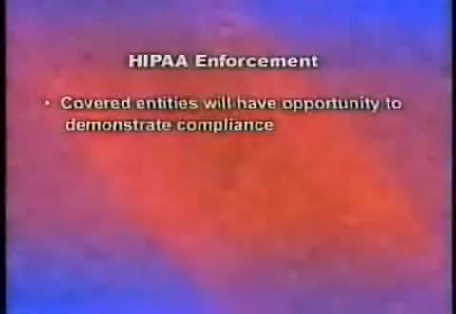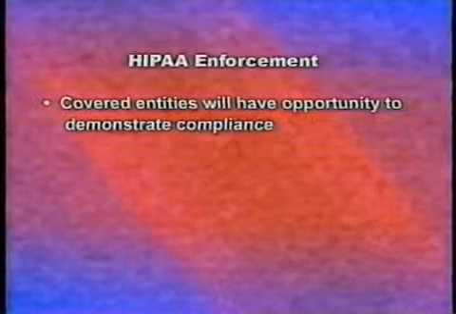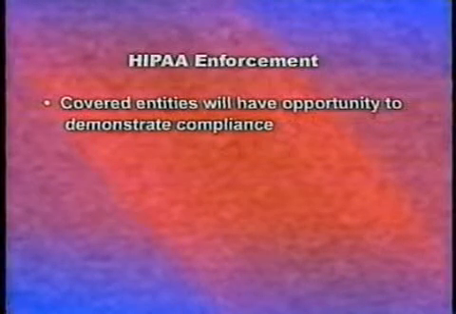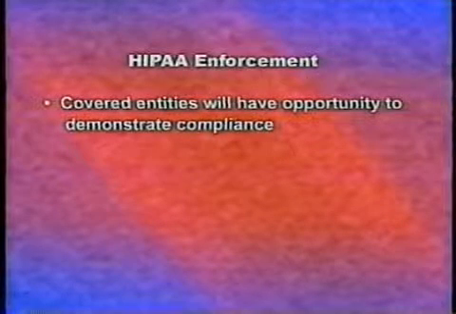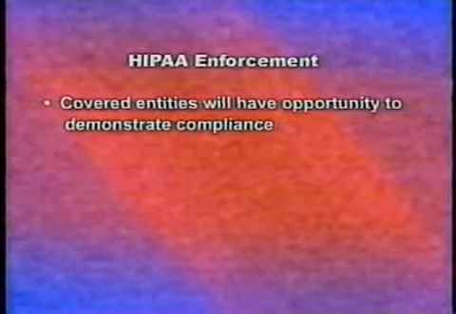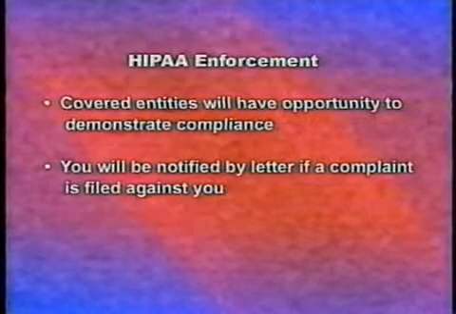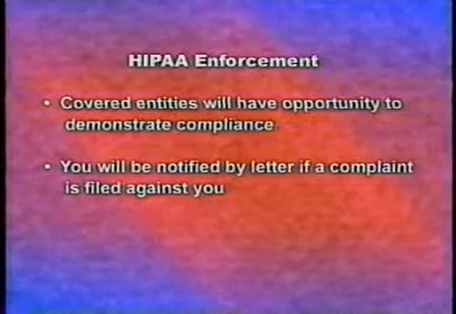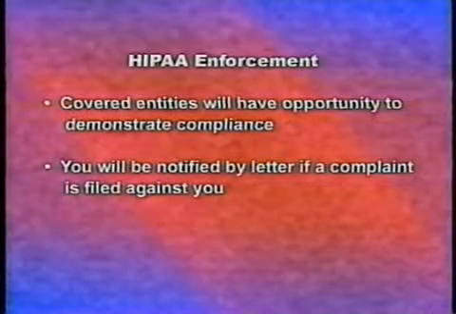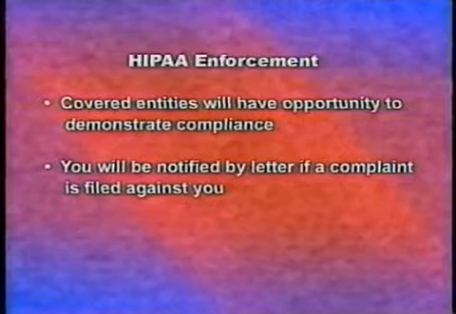Thus, the process leading to any penalties will be initiated primarily in response to an external complaint filed against the covered entity. CMS will provide opportunities for a covered entity to demonstrate compliance or submit a corrective action plan with a focus on obtaining voluntary compliance through technical assistance. CMS will notify you by letter only if a complaint is filed against you. At that time, you will have the opportunity to show compliance or to submit a corrective action plan. Only if you do none of these things would consideration be given to invoking penalties.